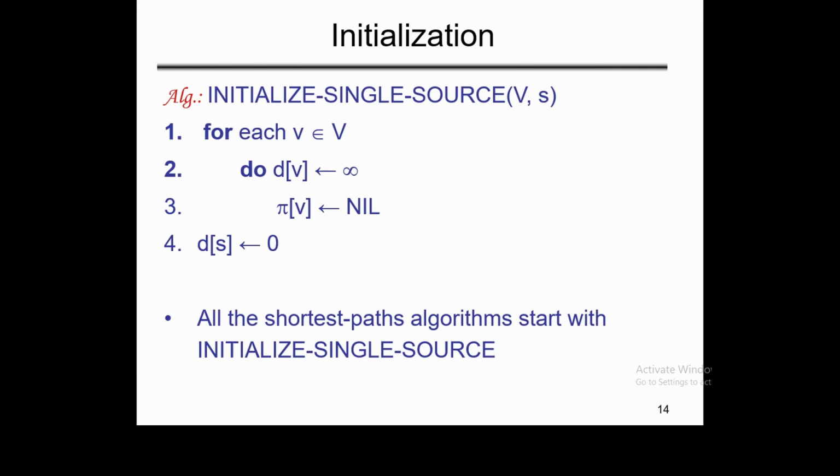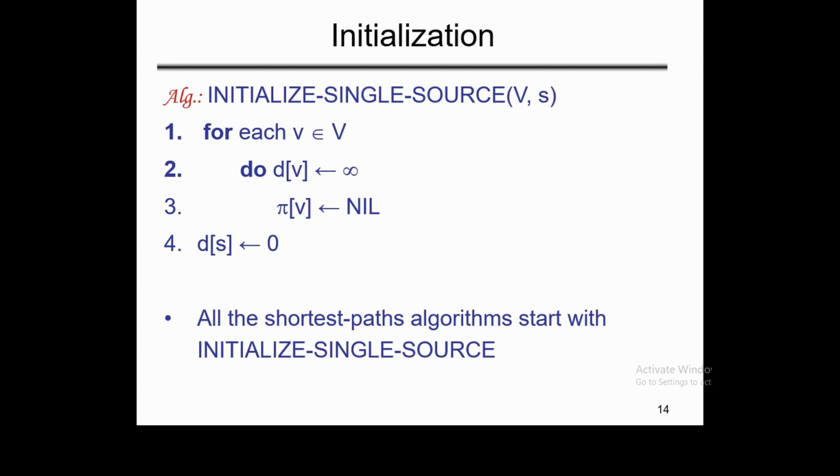So this is the initialization process. In this initialization process, we simply initialize the distance value for each vertex, starting from the source node to all the vertices. For all the vertices, the distance value will be initialized to infinity, and the predecessor nodes for all the vertices will be initialized to nil. And for the source node, we initialize the distance value with 0, because we are just starting from that particular node.